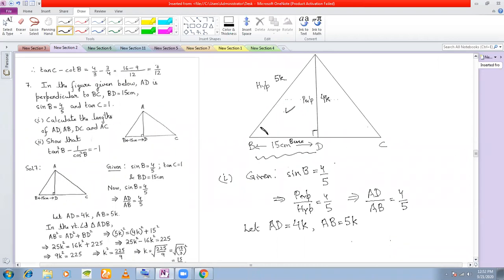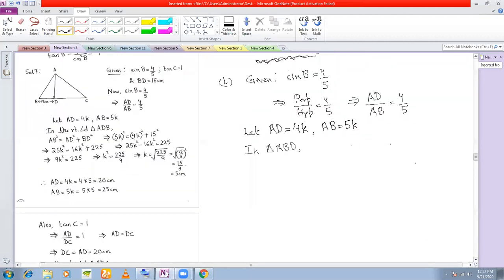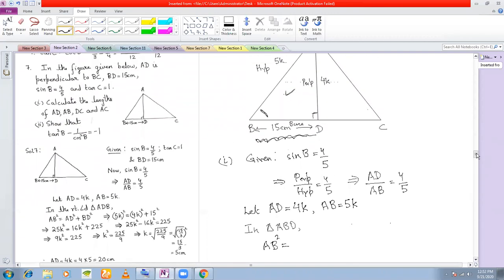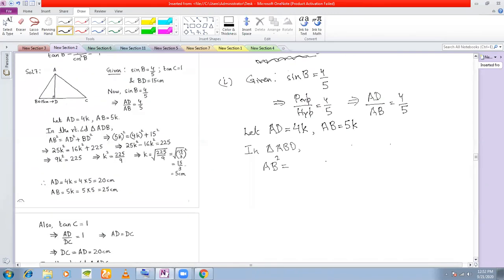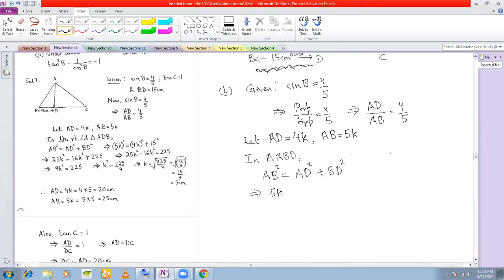Yes, by Pythagoras theorem we can find it. So let us find out BD by Pythagoras theorem. In triangle ABD, hypotenuse square AB square is equal to perpendicular square, which is your AD square, plus base square, which is your BD square. So let us now put the values, whatever is given. AB here is 5K, 5K whole square.